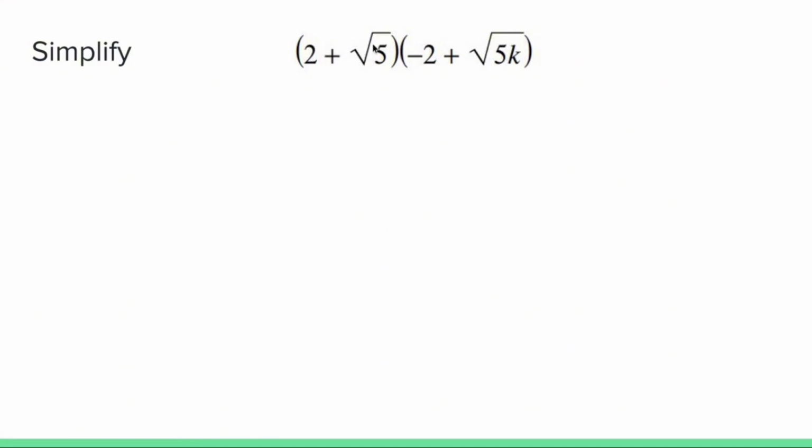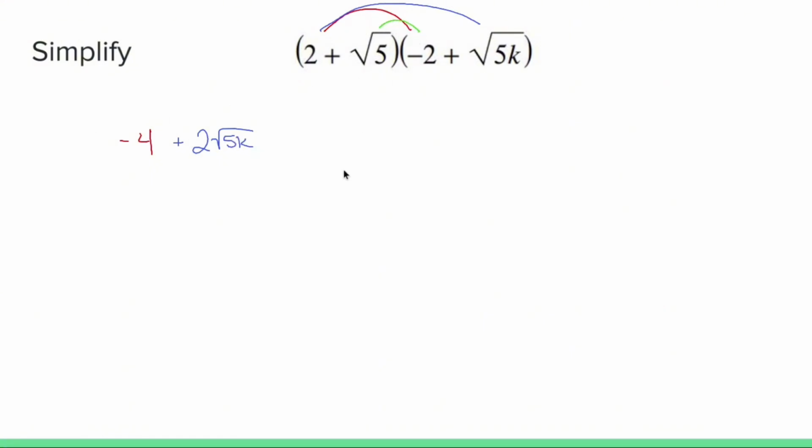Simplify 2 plus root 5 in a parentheses times parentheses negative 2 plus root 5. All right, so what we're going to do here is we're going to FOIL this out. So let's use all of our colors. 2 times negative 2 is negative 4, no big deal. NBD, as the kids say. 2 times root 5 is going to be 2 root 5.